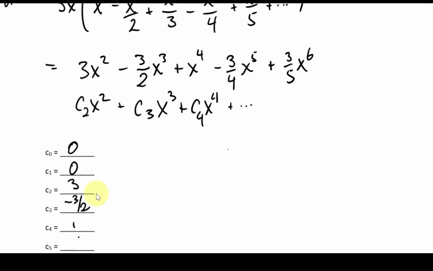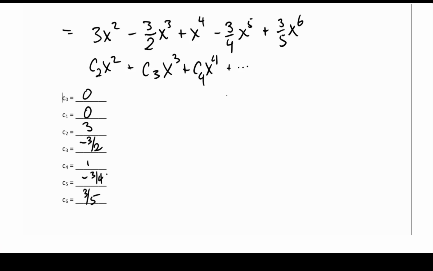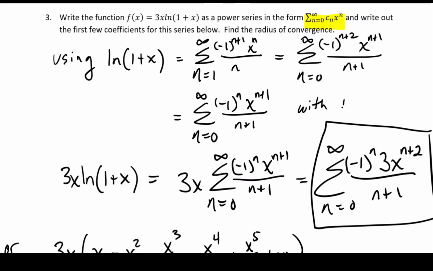So the whole thing really starts with a coefficient C2, which would be 3, right? And this is the coefficient of the x cubed term. C3 is -3/2, and so on. 1 is the coefficient of the degree 4 term. And -3/4 is the coefficient of the x to the 5th term, and 3/5 is the coefficient of the x to the 6th term. Now, we want to find the radius of convergence.